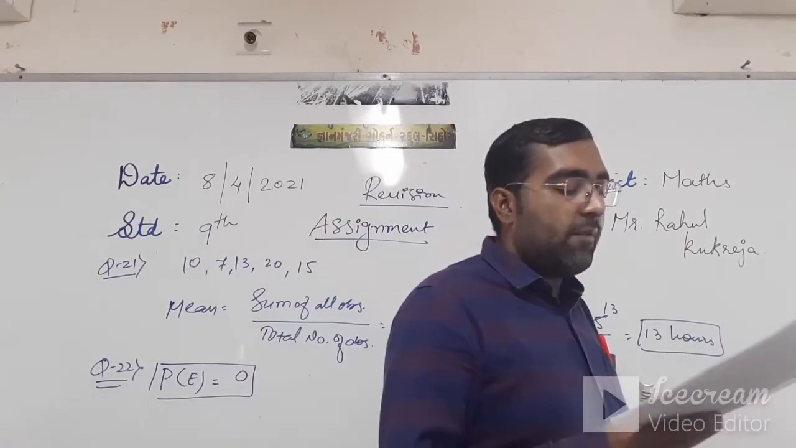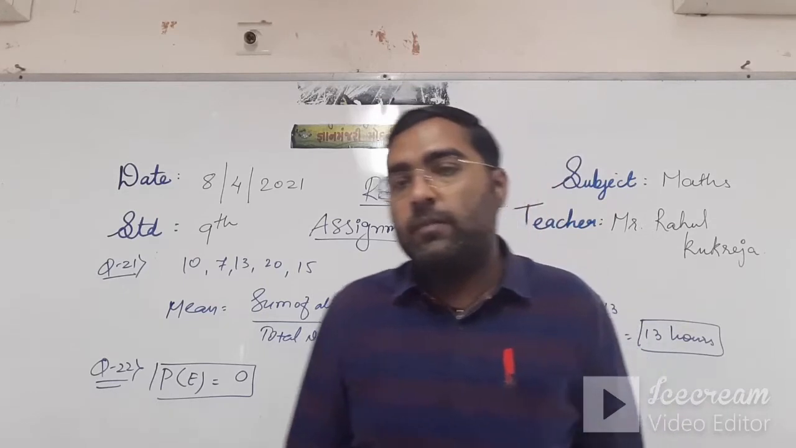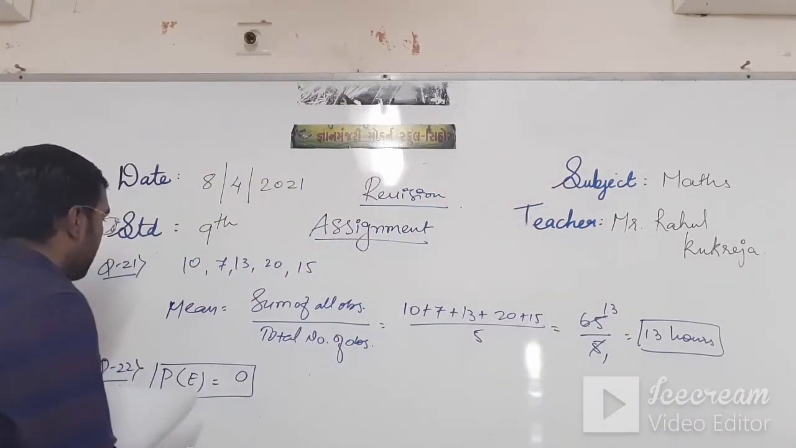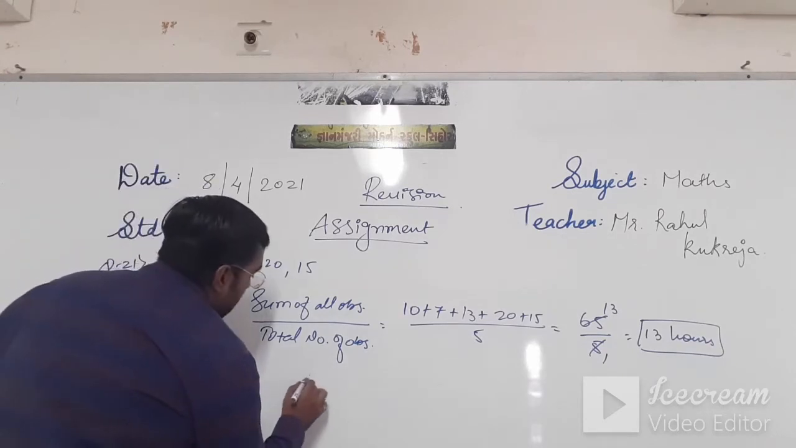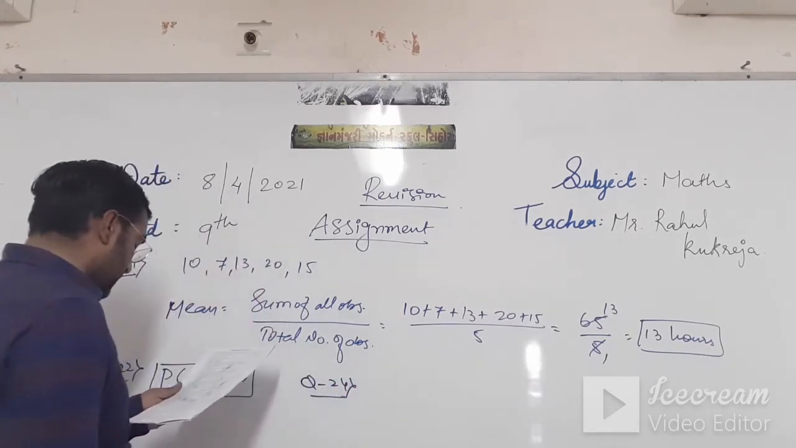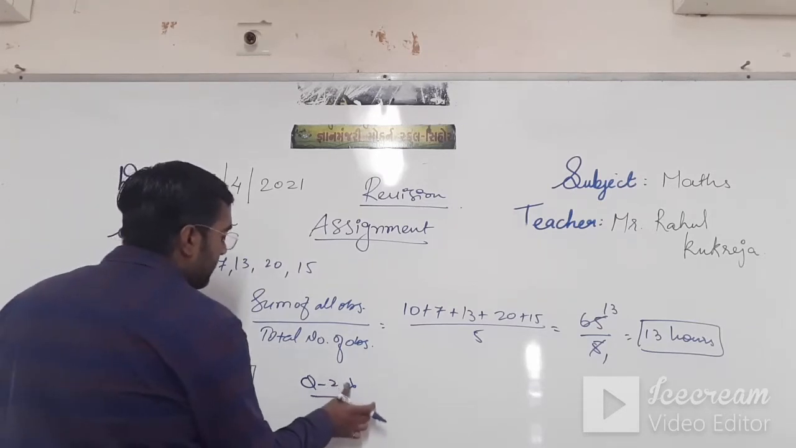नेक्स्ट, दैट इज फॉर्मूला फॉर सेमी पेरीमीटर ऑफ ट्रायंगल. ट्रायंगल के सेमी पेरीमीटर का फॉर्मूला क्या है? Question number 24. Sorry, 23.